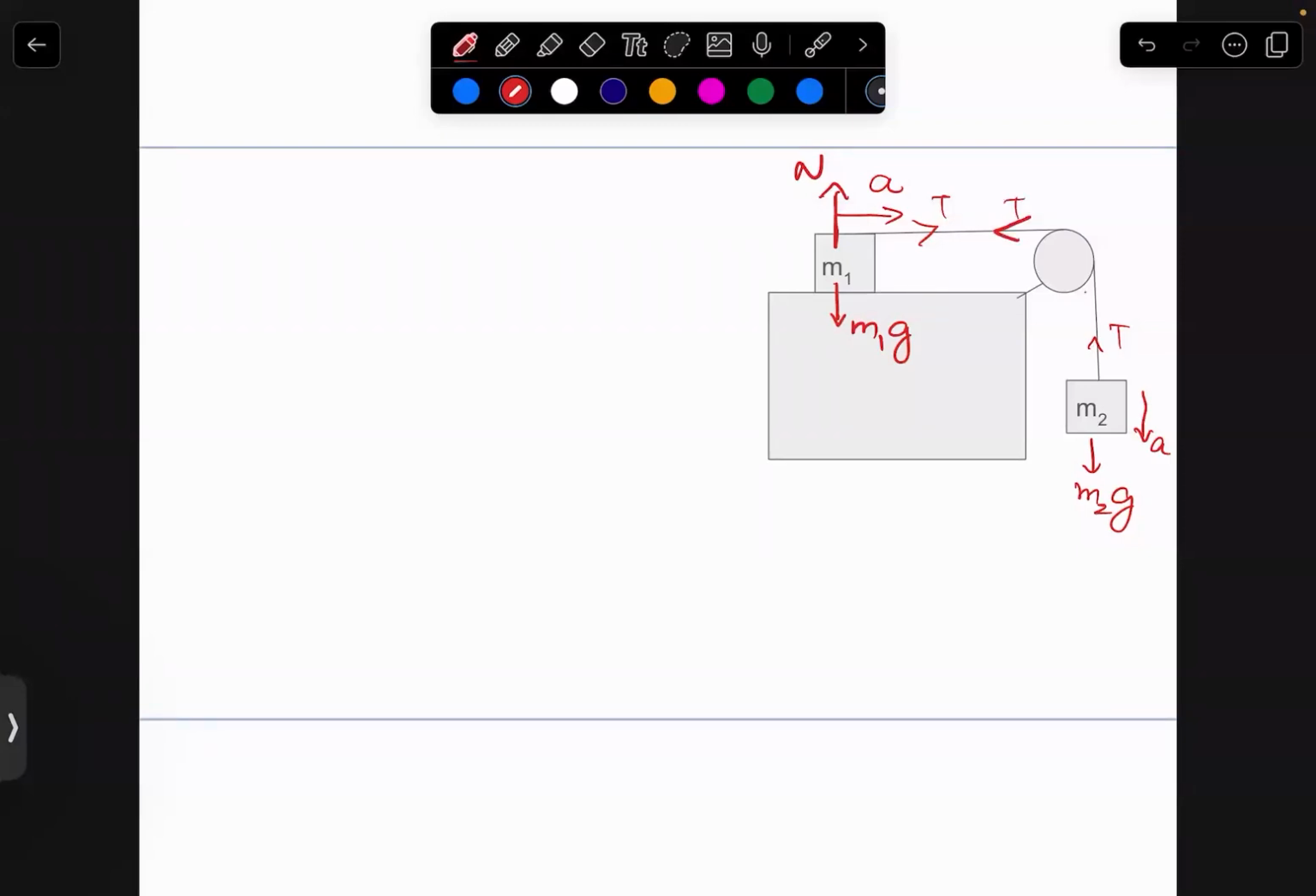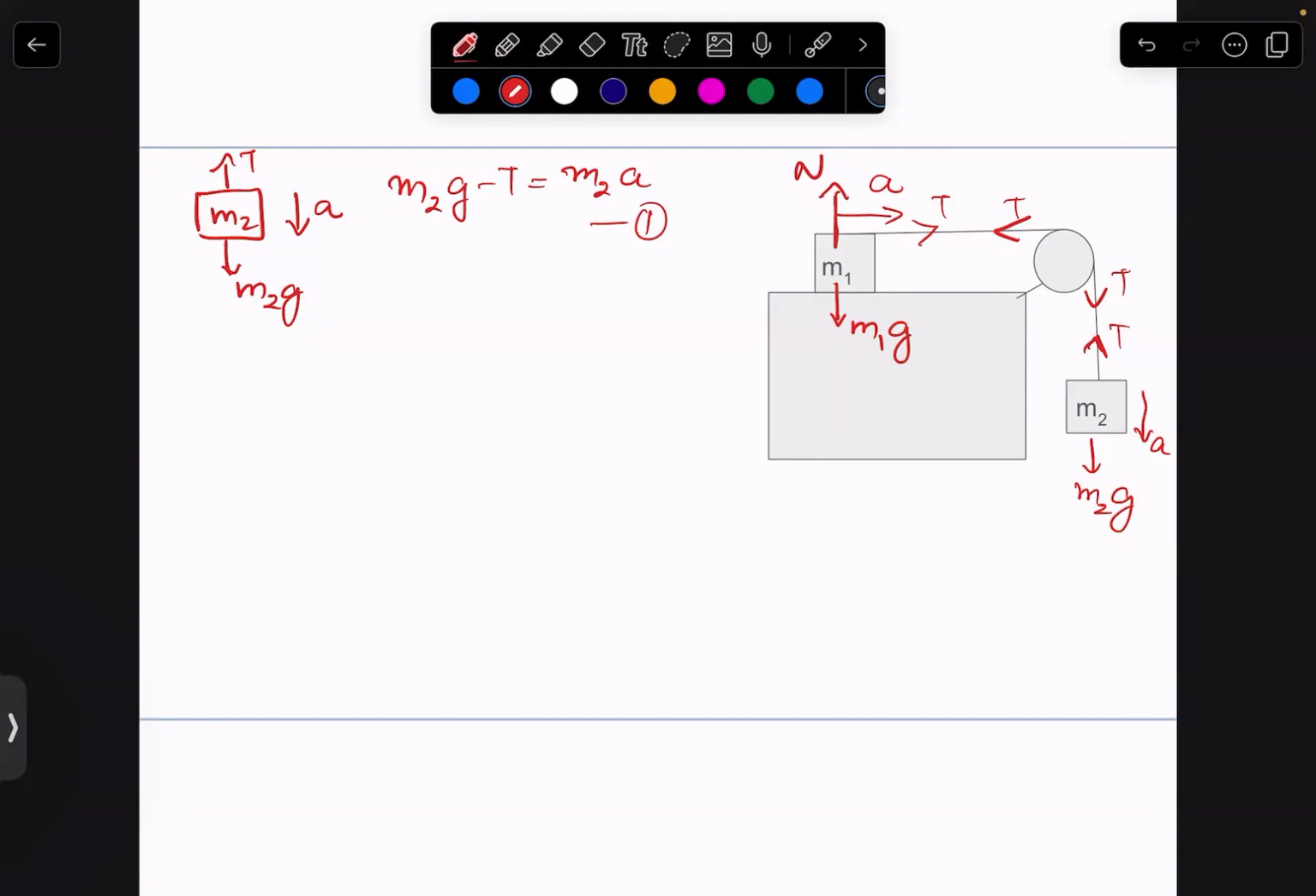So here also there is this tension. Again, you have to draw the free body diagram of M2. So M2, what will happen? M2G is acting downwards, T is acting upwards, and A is the acceleration of this M2 downwards. Net force equal to mass times acceleration. So M2G minus T equal to M2 times A. So that is one equation, right?